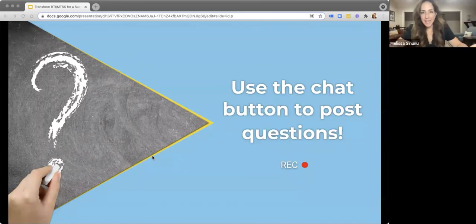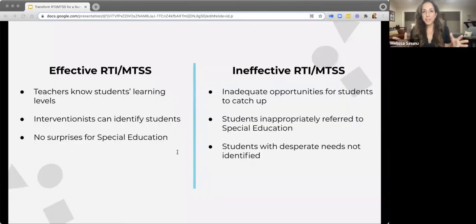So effective RTI and MTSS processes help make life easier for everyone. When implemented properly, teachers know each student's exact learning level. Interventionists have an identified group of students they're working with, and special education doesn't have any surprises or over-identification issues. Remember, effective RTI processes are prevention-focused. And this year, a clear process is more important than ever. Districts are bracing for large surges in students requiring intervention services this fall. This puts a lot of pressure on a district's RTI process.